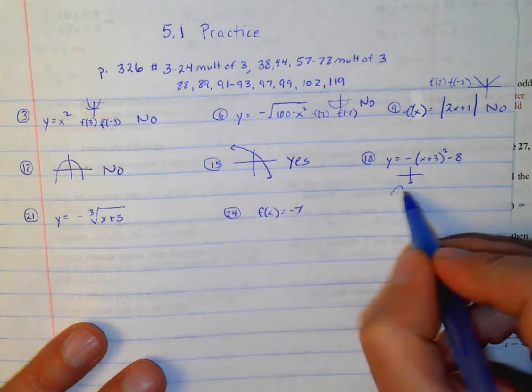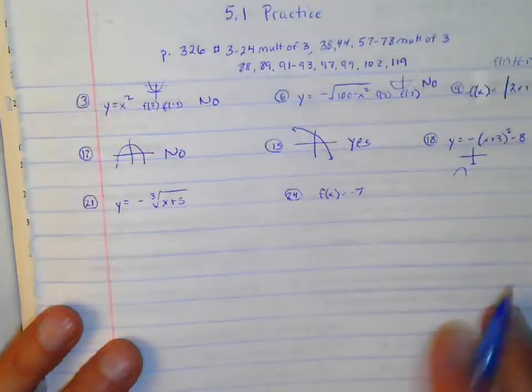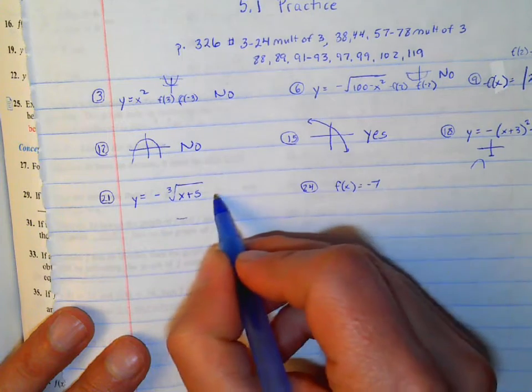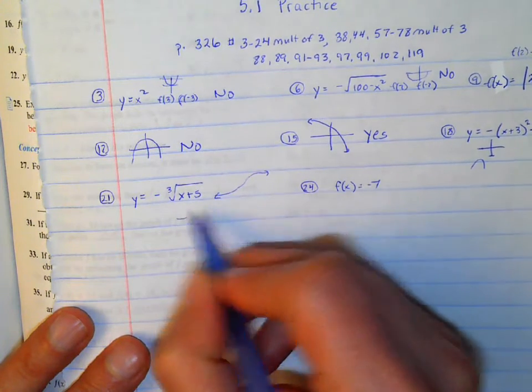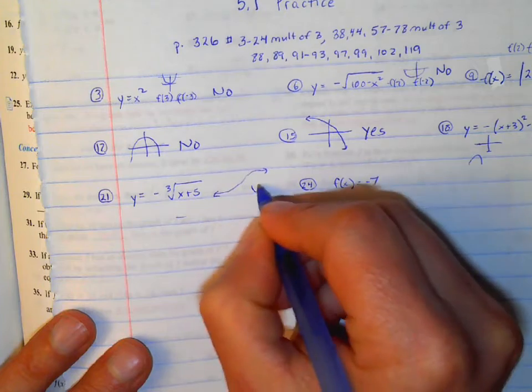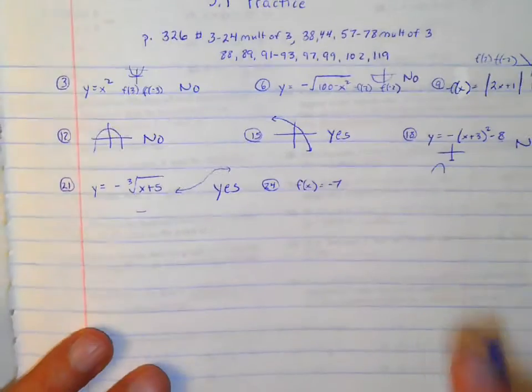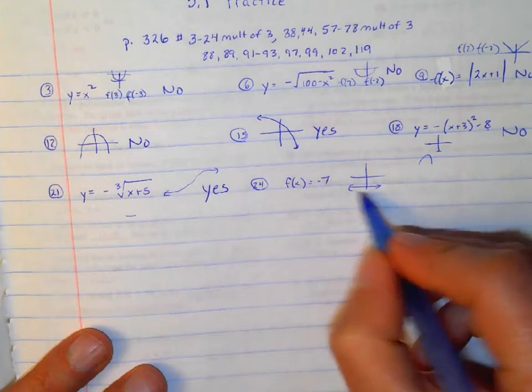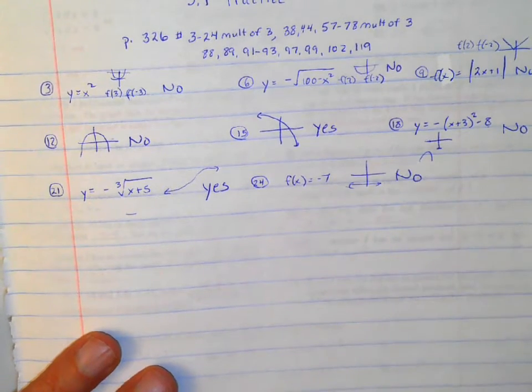Once again, no, it doesn't pass the horizontal line test. A cube root function. Remember, cube root goes something like this, and it shifts and moves, but it's going to pass the horizontal line test. And just y equals negative 7, just a line that goes across like this. It does not pass the horizontal line test.